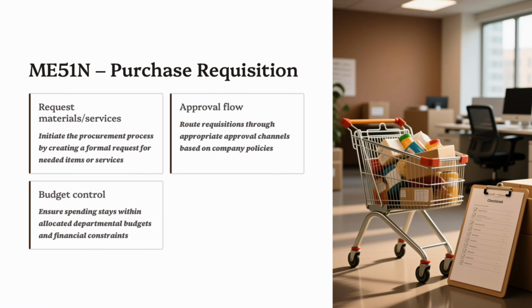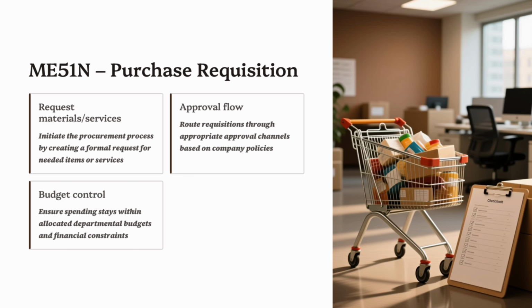One common mistake beginners make is ignoring the organizational data, like plant or storage location. If you create a requisition with the wrong plant, the process gets stuck. Another issue is adding vague descriptions. Always be specific, because this document flows through the entire process.